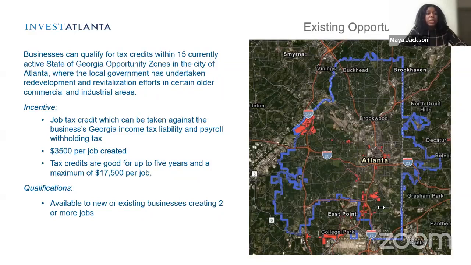And the actual incentive is a job tax credit that you'll file when you file your taxes as a business, and you get $3,500 per job created back. So you don't just get it for 1 year, you get it for up to 5 years, totaling about $17,000 per job. So the minimum qualifications that you have to meet: you have to be a business, you have to have 2 or more employees, those employees have to receive full benefits, and again, you have to be in one of these designations on the right.